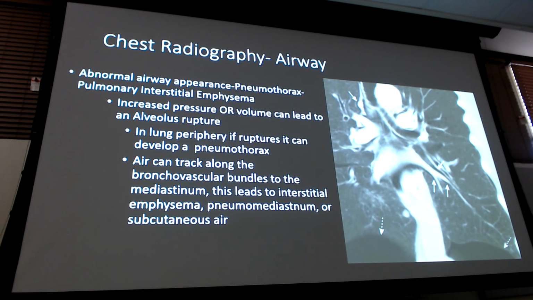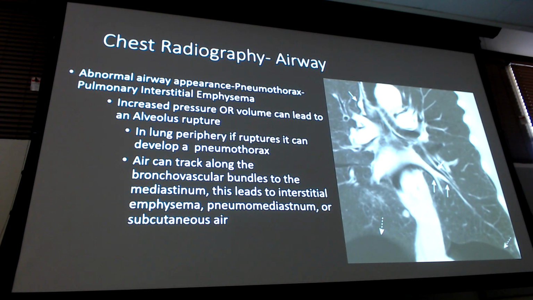Okay? Got some more pneumothoraces down here in the basilar area. That's what the white dotted arrows are. We're really seeing the black lines around the vasculature if you have pulmonary interstitial emphysema. You can see why you need a CT for this. You're not going to see that on an x-ray.